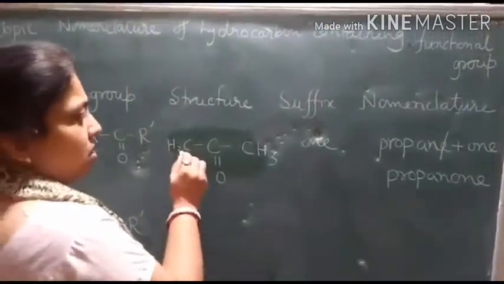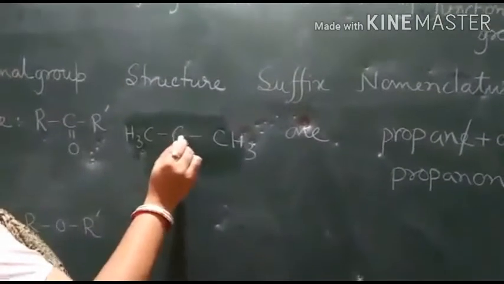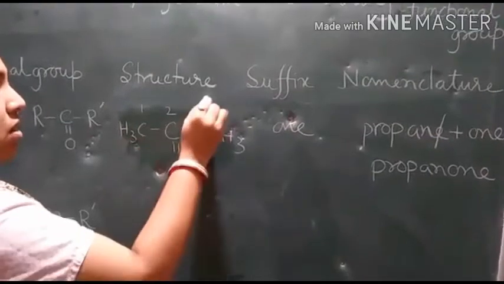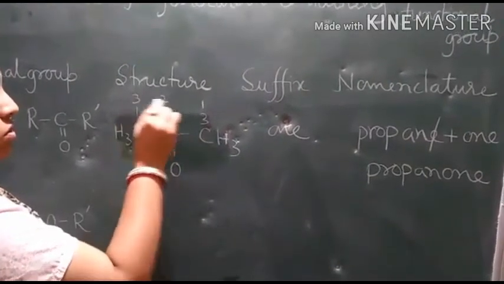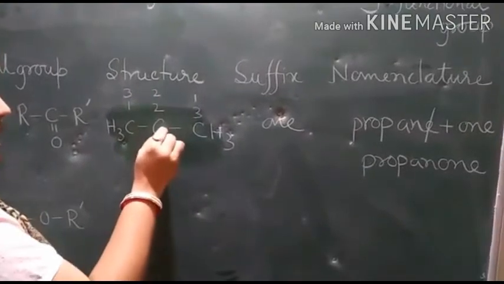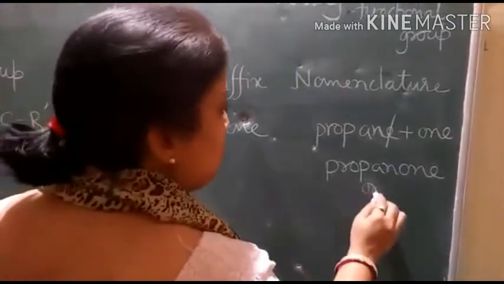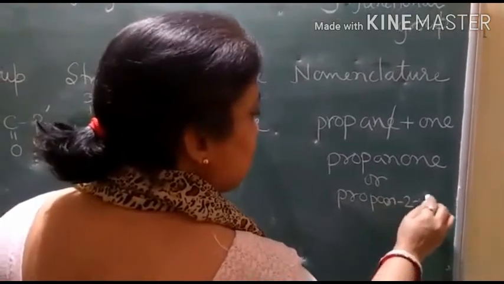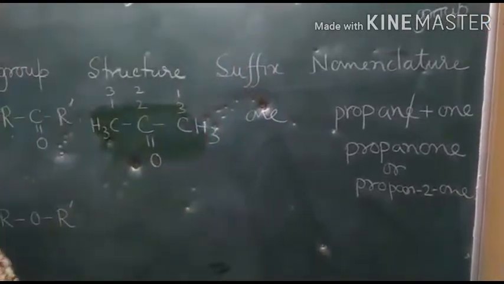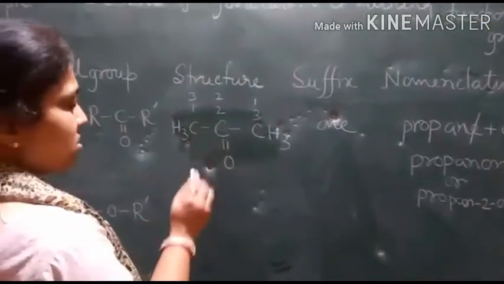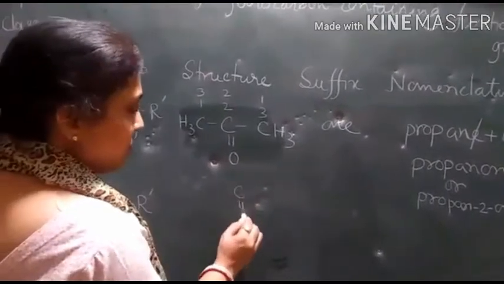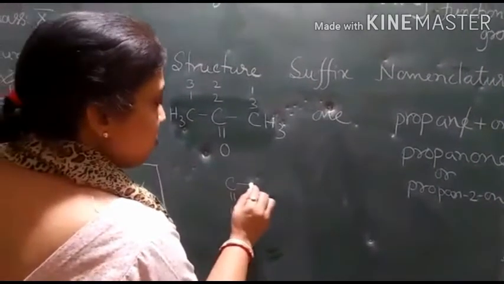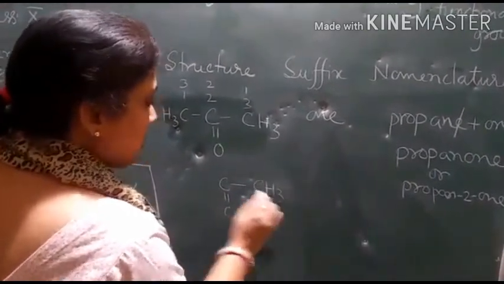In your textbook you can see that in propane the ketonic group is in the second carbon, because whether you count from this side, 1, 2, 3, or from the other side, 1, 2, 3, the ketonic group comes in the second carbon. So you can write propanone, or you can write propan-2-one. Both are correct. If you take another carbon, carbon 4, the ketone group will be at the middle. It cannot be at the terminal end.